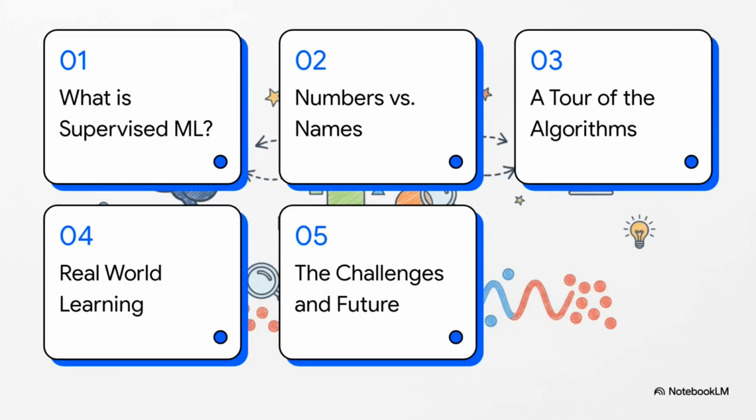All right, so here's the game plan for this explainer. First, we'll walk through the basic recipe for how it's done. Then we'll get into the two main kinds of problems it can solve. After that, we'll do a quick tour of the most important algorithms, see where this stuff is popping up in the real world, and wrap up with the big challenges ahead.